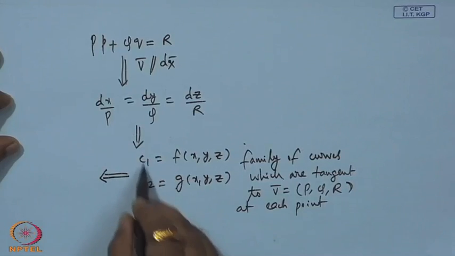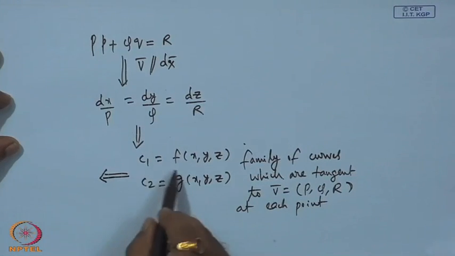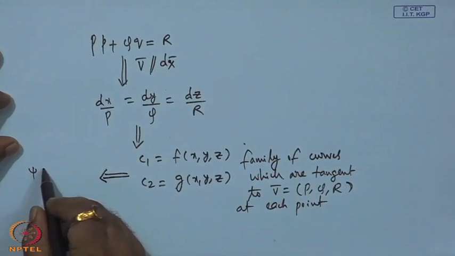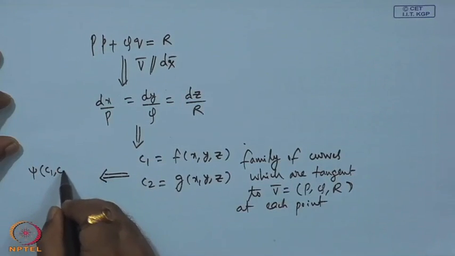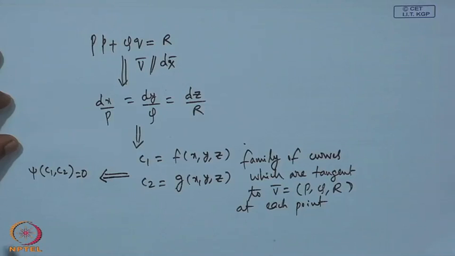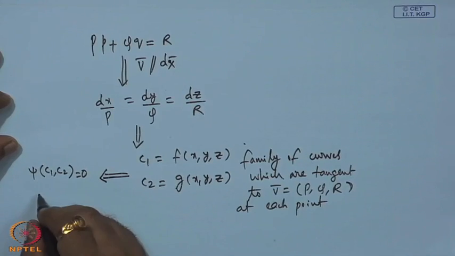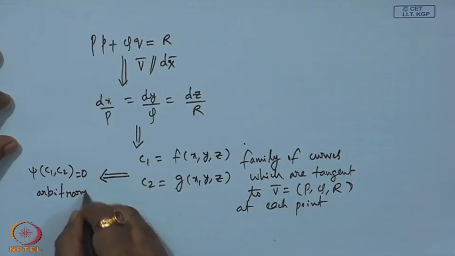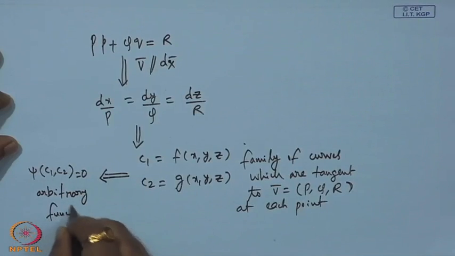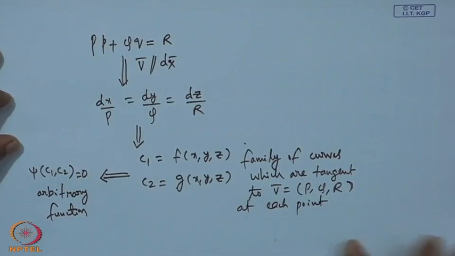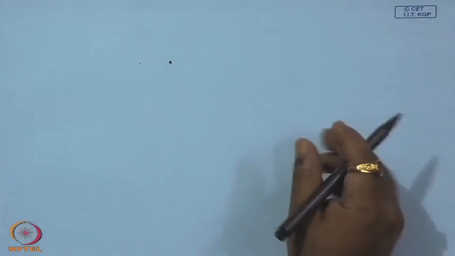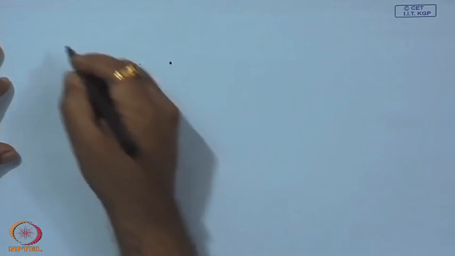Then once we have this, we get a functional relation. You can express a functional relation as an arbitrary function. Okay. So, let us see how we arrive at the solution.